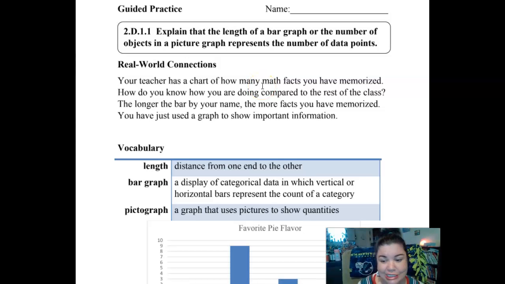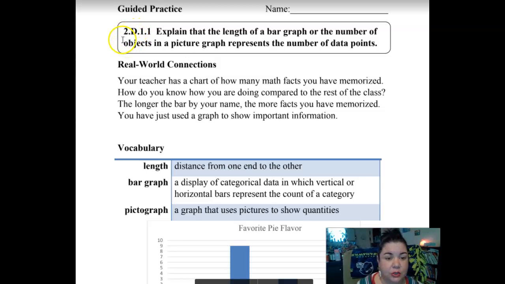Back, mathematicians. Okay, this week we are doing something new. Look, instead of the GMs, the geometry, we're into the D for data. So we're doing 2D.1.1, and this means we're going to explain the length of a bar graph or the number of objects in a picture graph that represents the number of data points. What? What is all that? Well, I will show you.